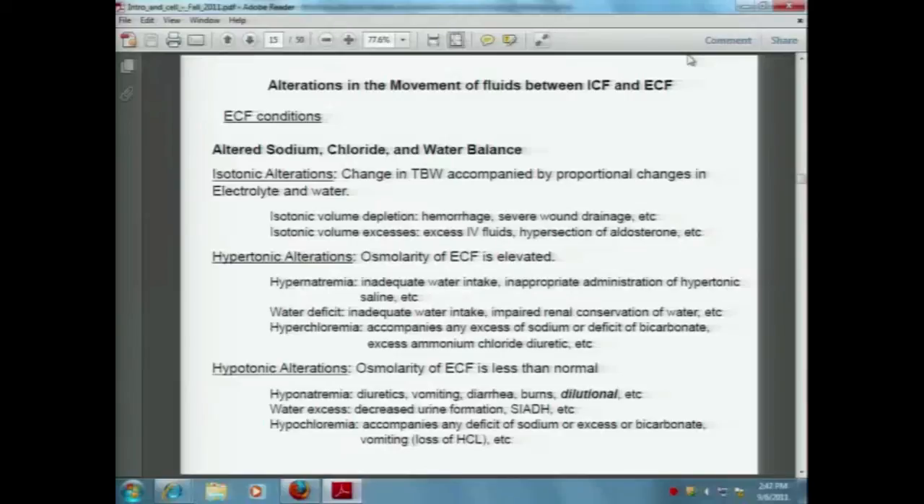A water deficit, where someone is just not consuming enough water, can cause either the same situation as we talked about with hypernatremia, right, where you're water deficient and concentrating sodium. But water deficit can also be accompanied by sodium levels staying the same or sometimes going down.